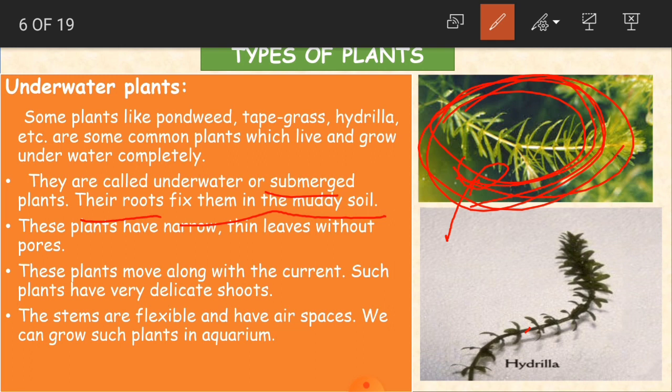These plants move along with the current. In the sense, what is current here? Like we have electricity, we call it current. Even water has current, in the sense that according to gravity, the water also moves. Can you see the movement of the water, children? Water also moves, no? So that current, we are talking about that current. As the water moves, even the plant also moves along with the water.